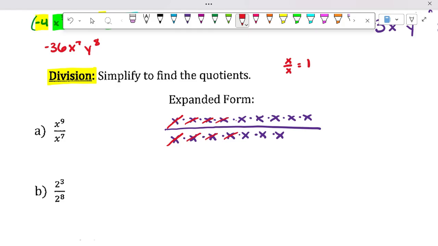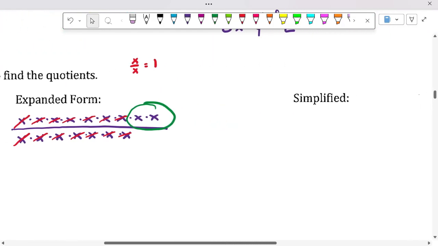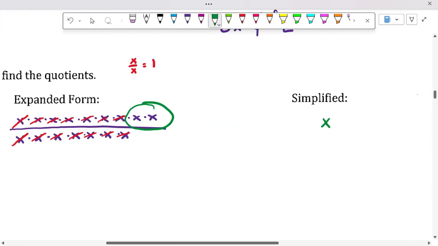So you should be able to cross out how many x's? 7. You should be able to cross out 7 x's between the numerator and the denominator, because at some point your denominator runs out. Then what you're left with in either the numerator or the denominator is your answer. So what's x times x equal to? X squared.